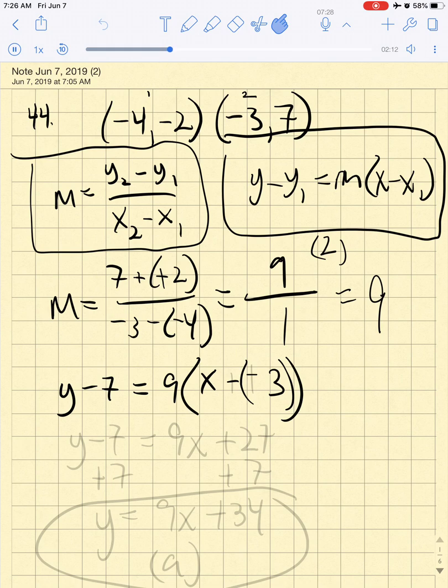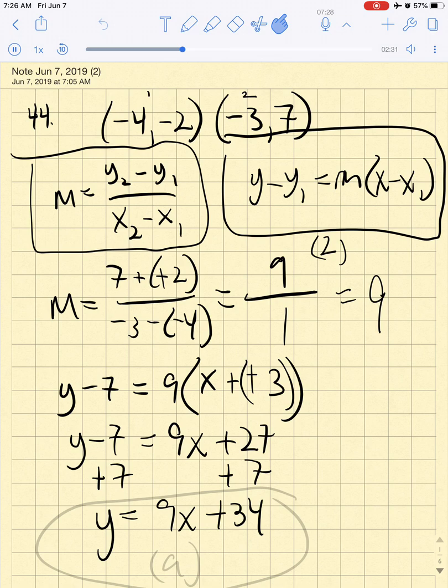So now we have to simplify this correctly. y minus 7 equals 9x. This becomes a plus 3. So 9 times 3 is 27. And then I'm going to add 7 to both sides. y equals 9x plus 34, which is choice A. So a lot of steps there, but pretty easy if you stick to what you know. What is given, what you know, analyze it.